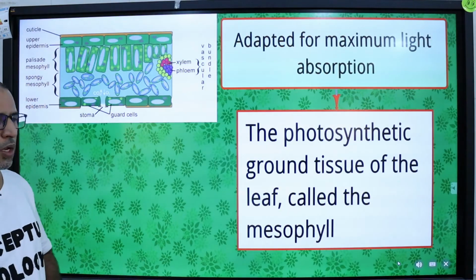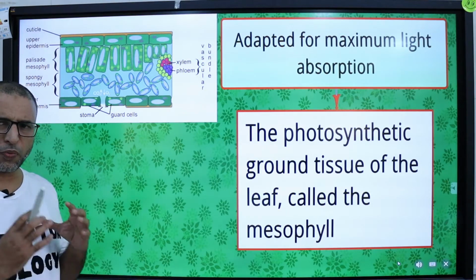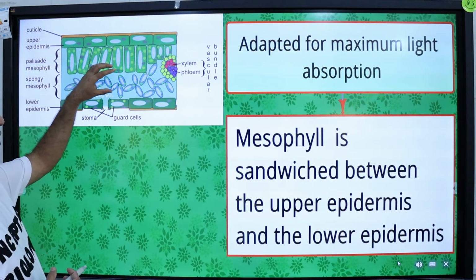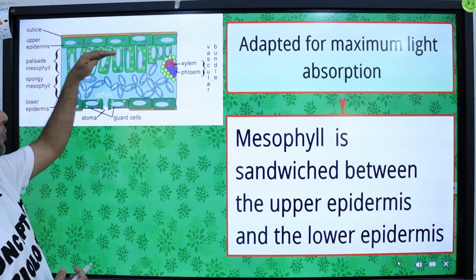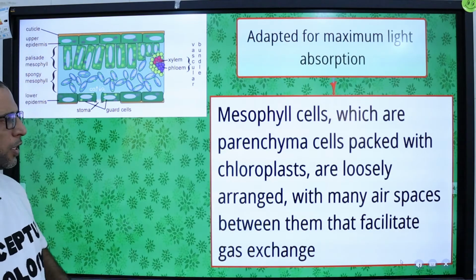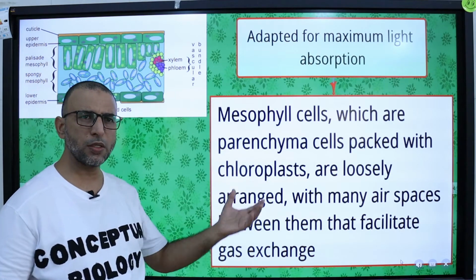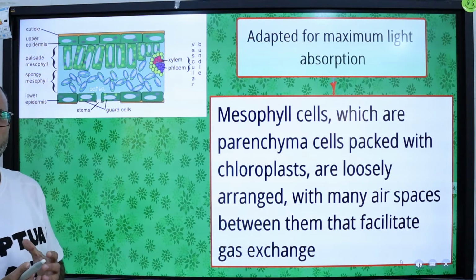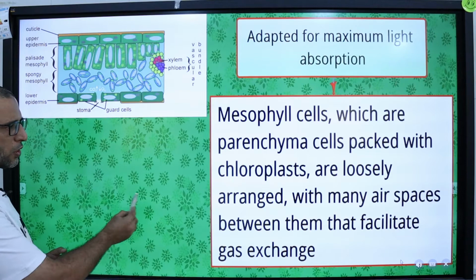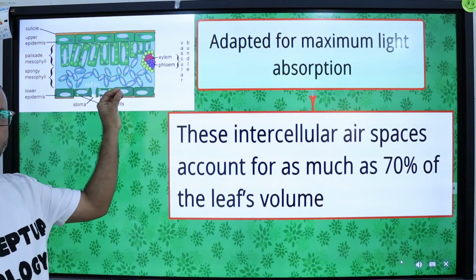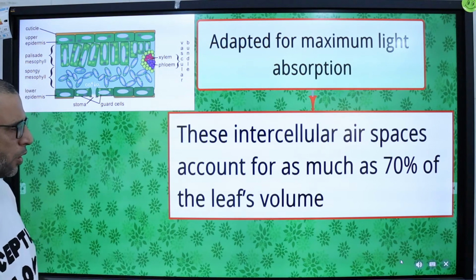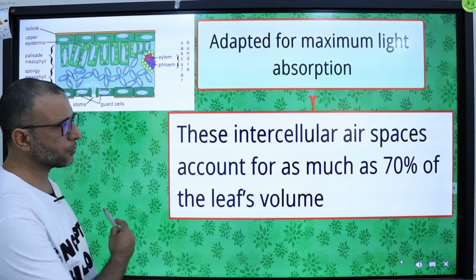The photosynthetic ground tissue of the leaf, which is involved in the process of photosynthesis, is called mesophyll. Mesophyll is sandwiched between the upper epidermis and lower epidermis. Mesophyll cells, which are parenchyma cells, are packed with chloroplasts, and they are loosely arranged with many air spaces between them that facilitate gas exchange. Intercellular spaces in mesophyll account for as much as 70% of the leaf's volume.